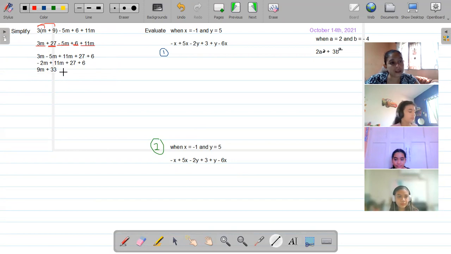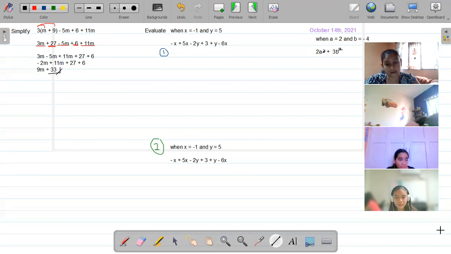How do I know that this is my final answer? Well, because I don't have any more like terms. 9m has a variable and 33 does not. Therefore, there's no like term in there. Okay? Questions so far? No? We're good? Awesome. Okay, now we're going to do the next exercise.